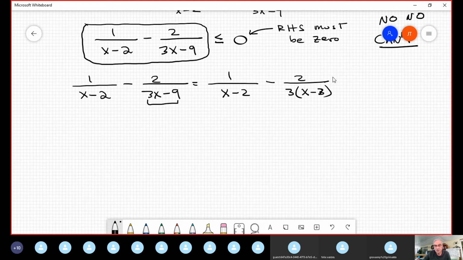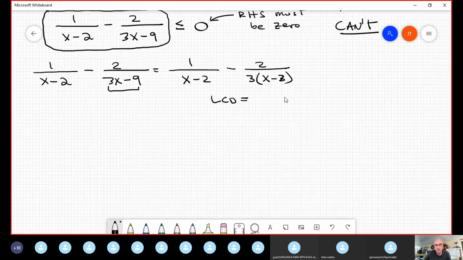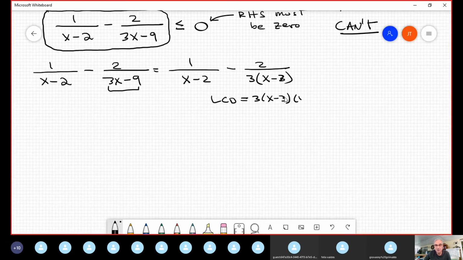This is important because to condense fractions, I need to find the least common denominator, no? The least common denominator in this case is 3, x minus 3, and x minus 2. We put everything together in this case, because there is no repetition. And you condense it like that. You copy 3, x minus 3, x minus 2. It's our least common denominator that allows me to condense this into only one compact fraction.